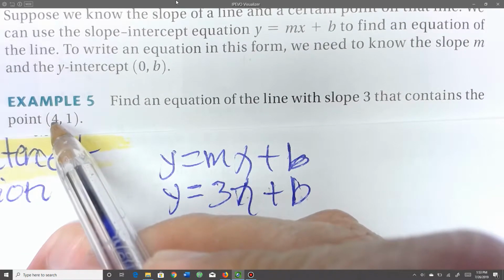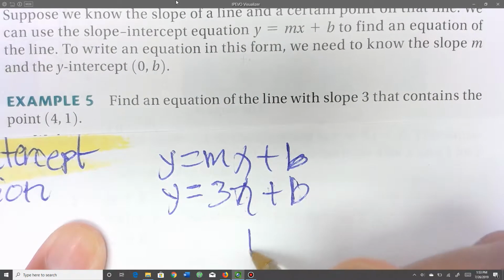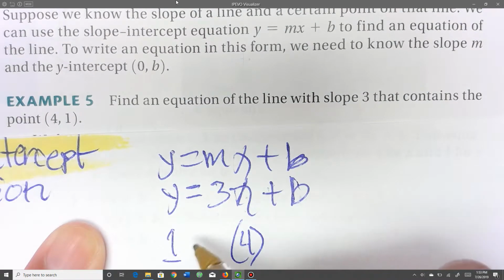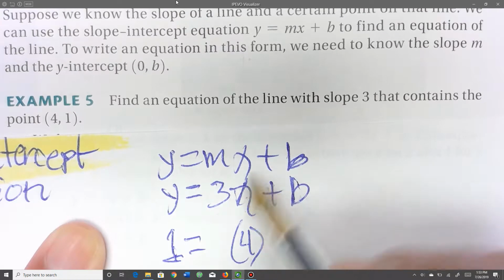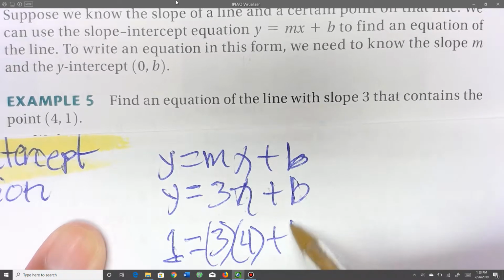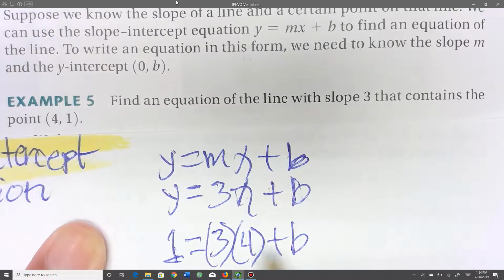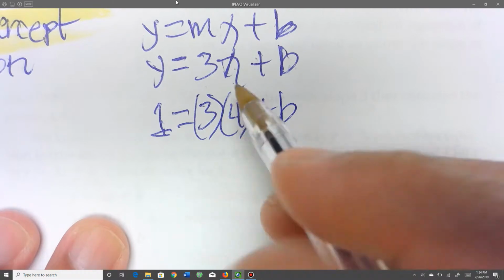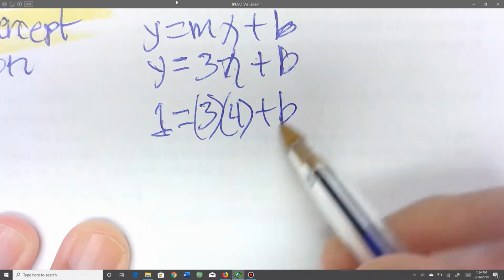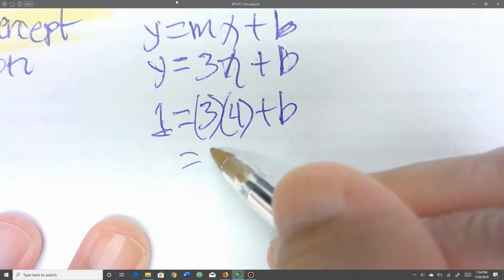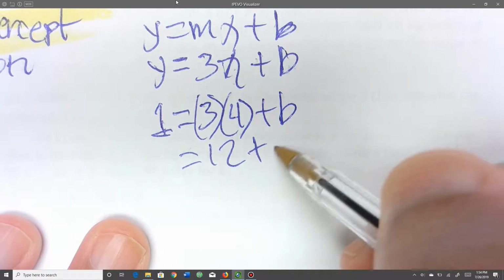In this case my x value is 4, so I substitute that in for the x, and since my y value is 1, I substitute that for the y. Rewrite everything else. I have multiplication between the 3 and 4 and an addition here. All we have to do now is solve for b. The order of operations tells us to multiply first. Always think about the order of operations, because if you don't, you're going to get the wrong answer.